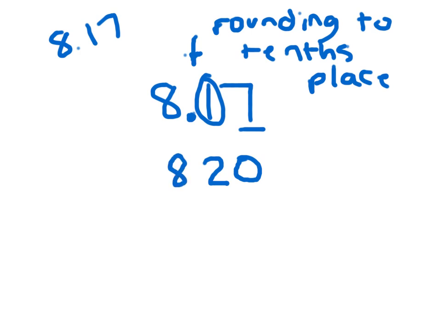So the things that you need to remember is to put that decimal point there. And the other thing is this. It said to round to the tenths place. In this case, if we read this number, we would be saying 8 and 20 hundredths.